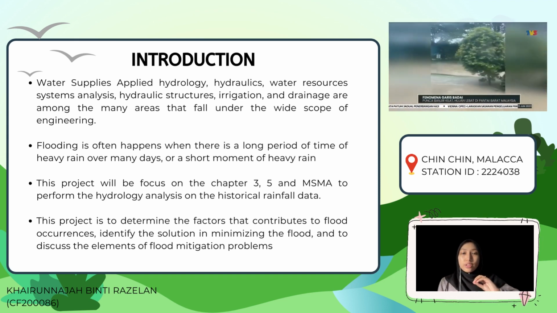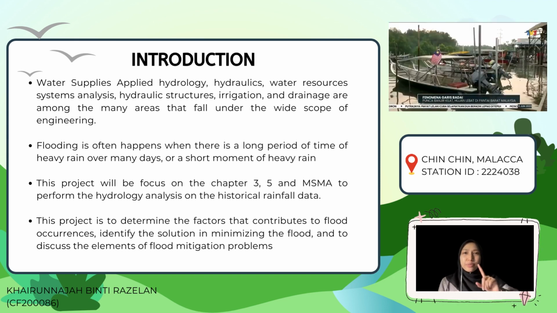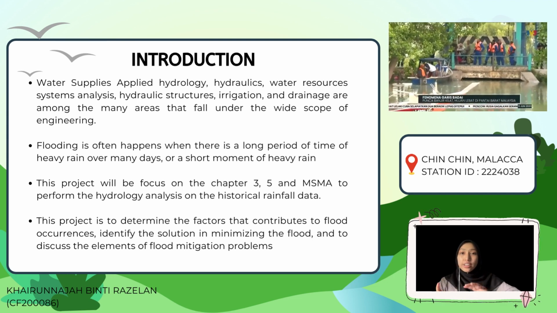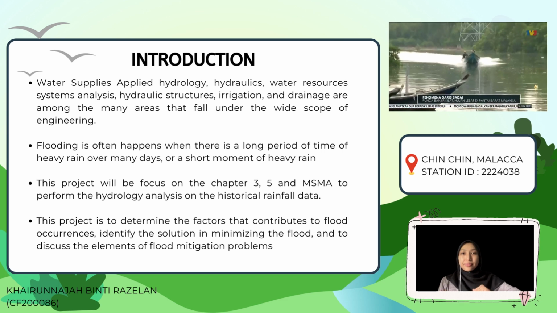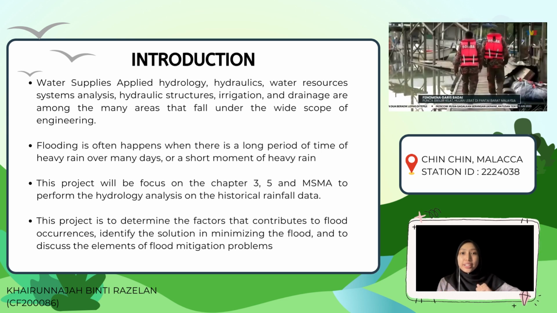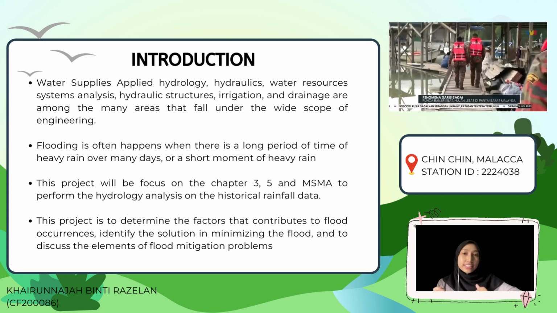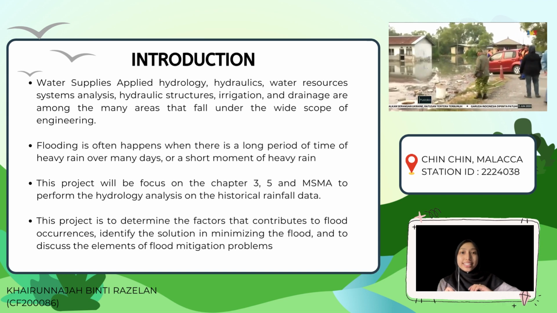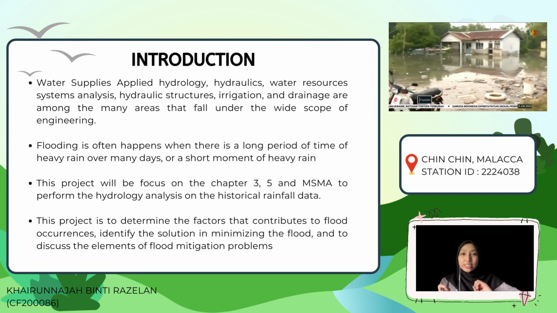This project will focus on Chapter 3 and Chapter 5, also MASMA, to perform the hydrology analysis on the historical rainfall data. This project is to determine the factors that contribute to flood occurrence, identify solutions to minimize the flood, and discuss the elements of the flood mitigation problem.